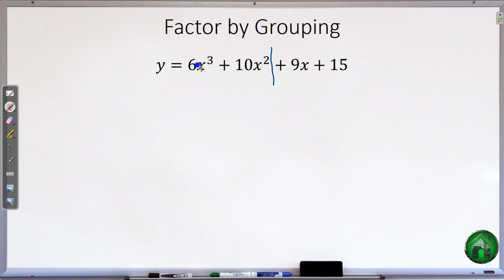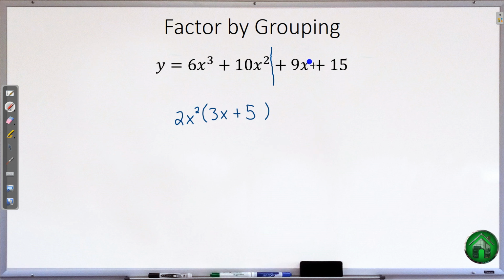I take a look at these 2 terms. What do they have in common? What can I factor out? What GCF do they have? It looks like I can divide them both by 2x squared. Now what's left over once I do that? I'll have 3x plus, and 10 divided by 2 is 5, and the x squareds all come out.